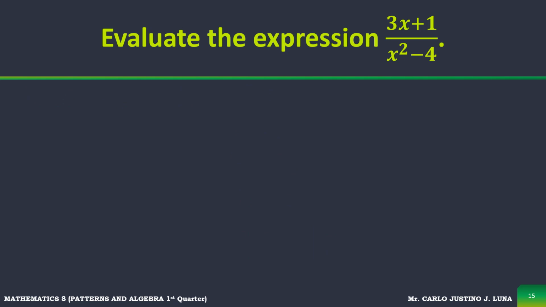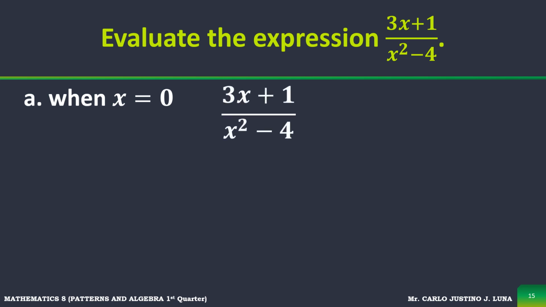Okay, great. Next, let's have another expression. This time, it is 3x plus 1 all over x squared minus 4. Okay? Letter A, when x is equal to 0. So, our assigned value for x is 0. Copy the given and then change all the variables to 0. So we have now 3x, that is 3 times 0 plus 1, all over x squared, that is 0 squared minus 4. And then simplify.